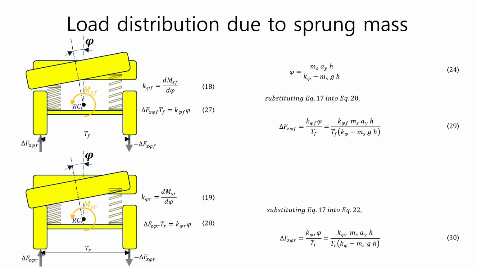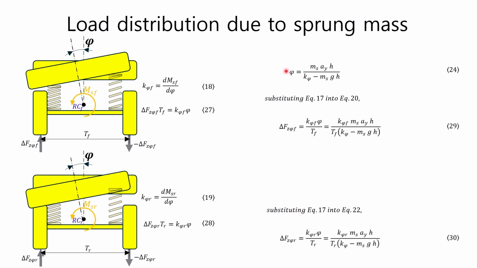Now that we have calculated all the factors needed to calculate the load transfer distribution of the sprung mass, let's derive the equation. We have previously derived the equation for the roll angle phi as in equation 24. Also, using the law of action and reaction, we derived the load transfer equation for the front wheel as in equation 27.